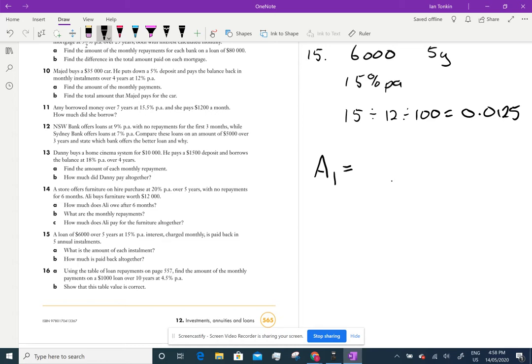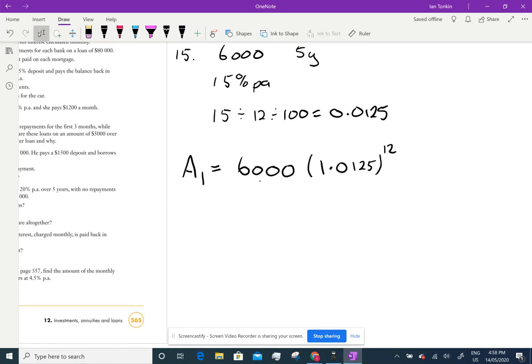At the end of the first year, we've got $6,000 and it's earned 12 monthly interest bits. So 1.0125 to the power of 12, because that's how many interest payments have happened in that first year. And then you pay off an amount.